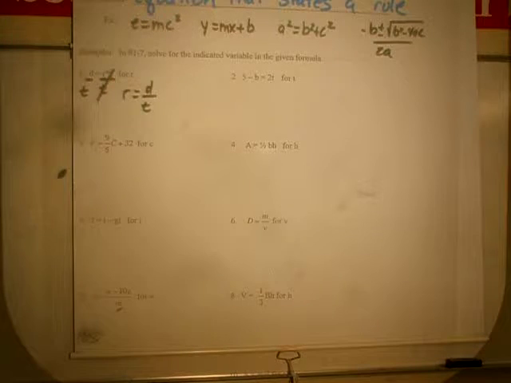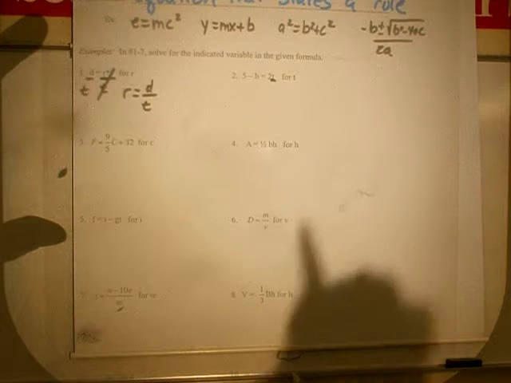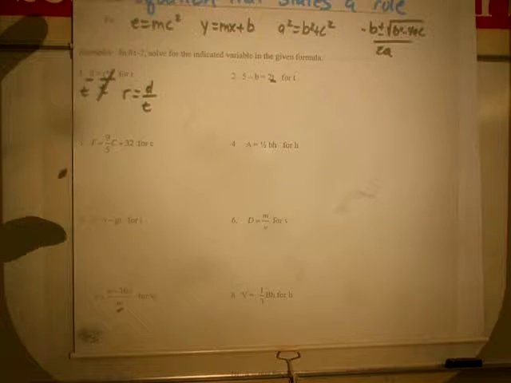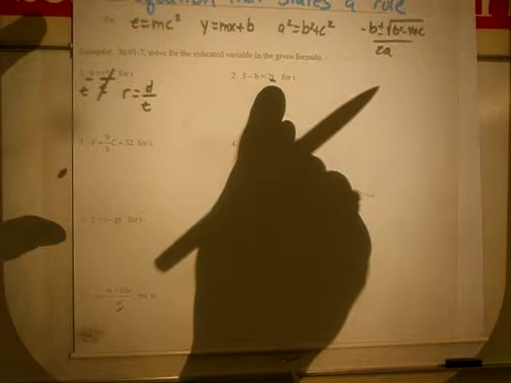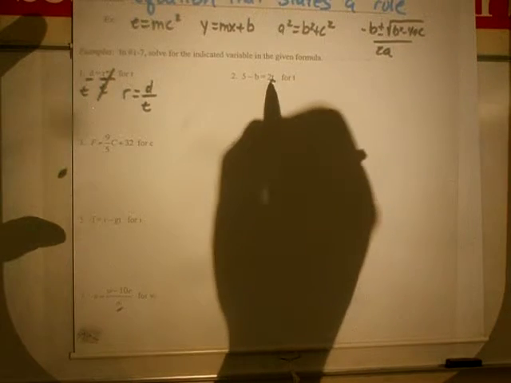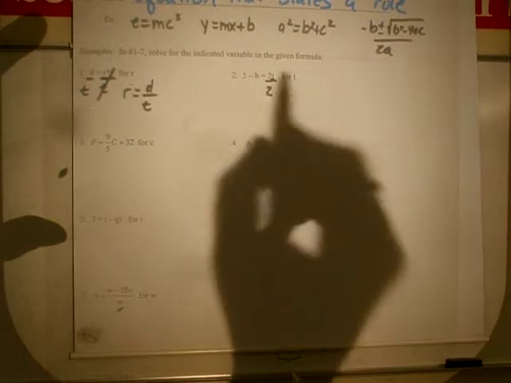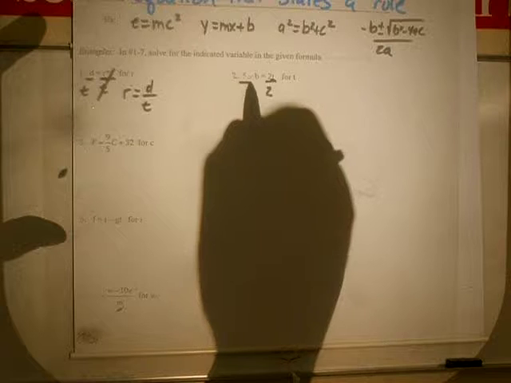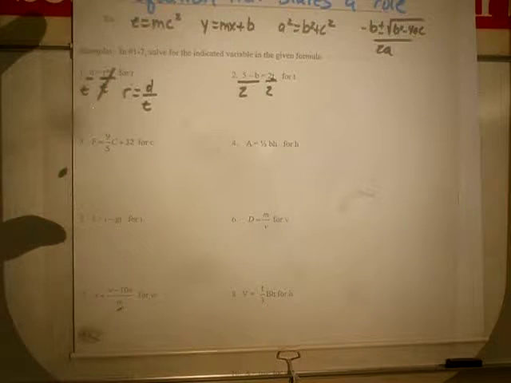Number 2, we are solving for T. So we are trying to get this letter right here all by itself. We're trying to get all the other numbers and letters and things away from it. This is a 2 times T, so we are going to divide both sides by 2. And we need to divide this entire side by 2.